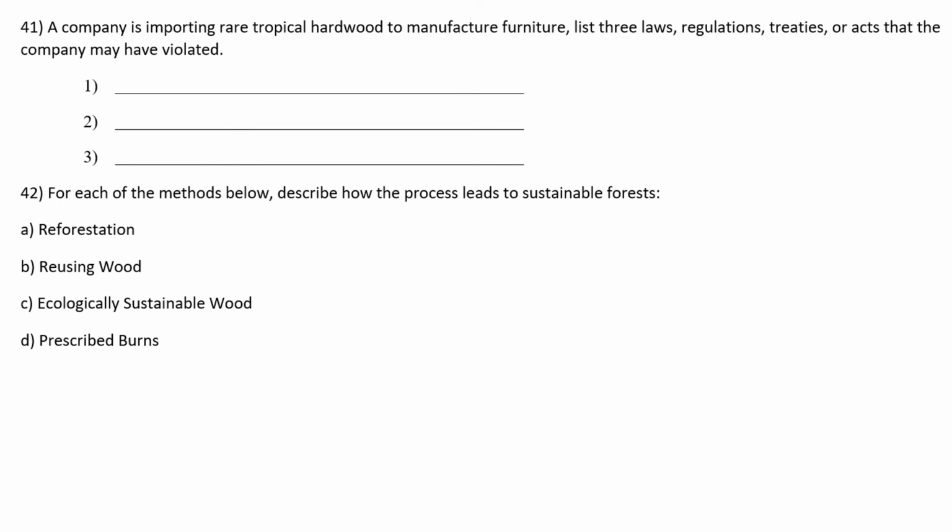So a company is importing rare tropical hardwood to manufacture furniture. List 3 laws, regulations, treaties, or acts that the company may have violated. So the first one that we're going to talk about, y'all, would be CITES. It's a treaty on international trade of endangered species.